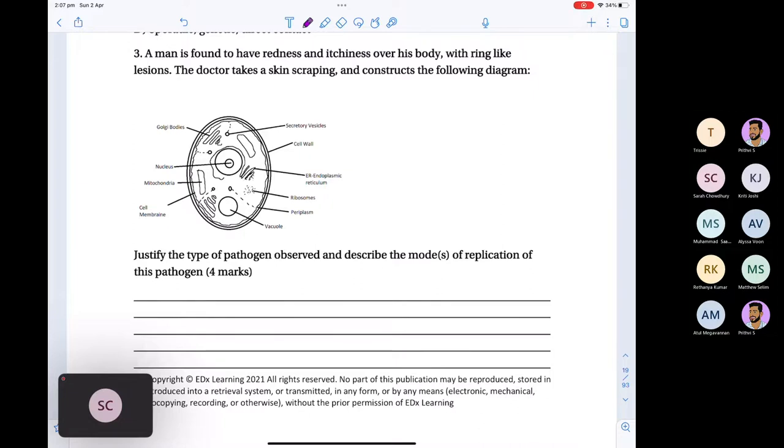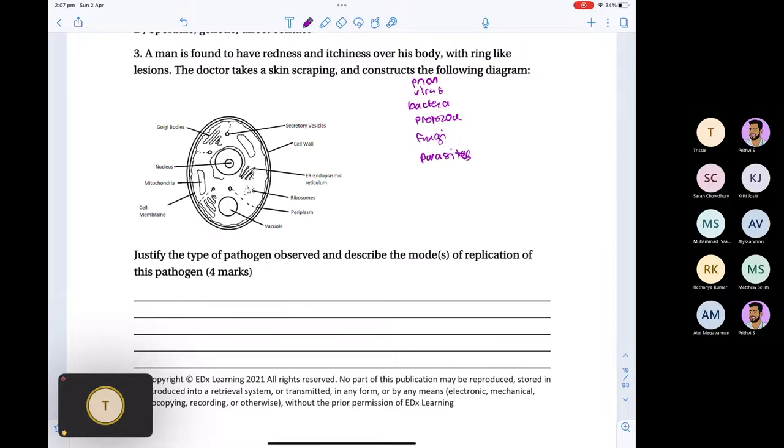Let's go to Trissy. What do you think it is? I'm not too sure, but I think it's a fungi because it has nucleus and cell wall. Okay. So the way I would probably go about this at a beginning level when you're first learning it is to quickly list out all the pathogens, right? We have bacteria, we have viruses, we have prions, we have protozoa. We have fungi. We have parasites.